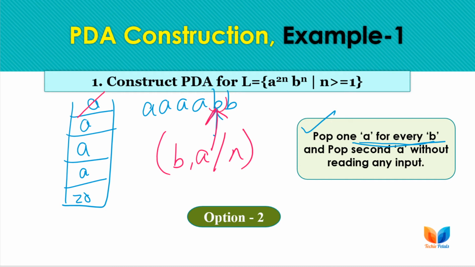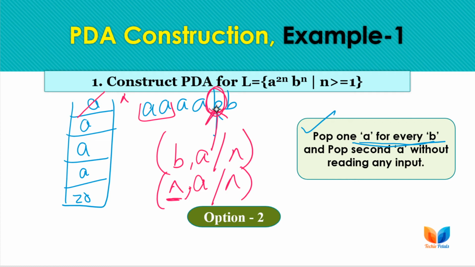Now for this B we also need to cancel out one more A. For this B we have just canceled out one A, but we need to cancel out two A's, to pop two A's for this B. Now for this second pop operation we have no corresponding B, so we have to perform this second pop operation without reading any input symbol. Without reading any input symbol, the stack top is A and we just replace it with null.